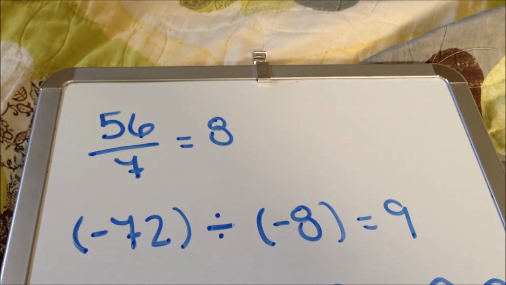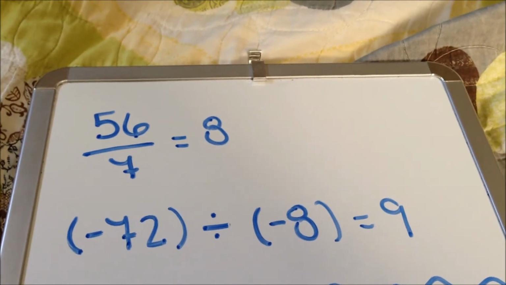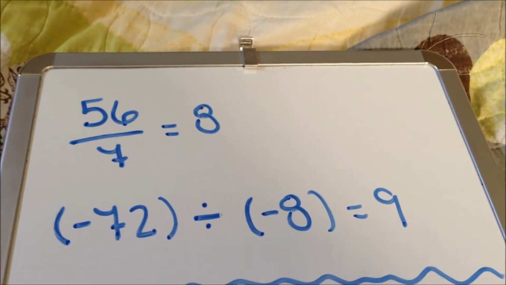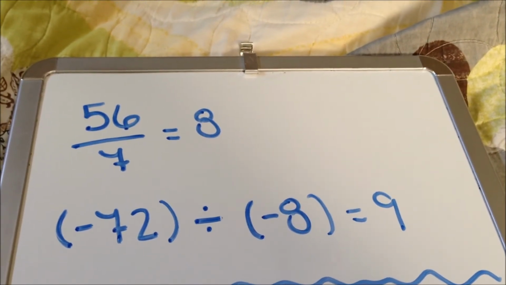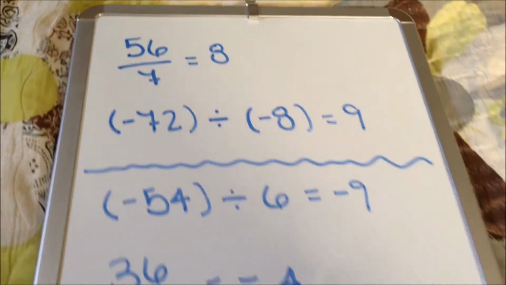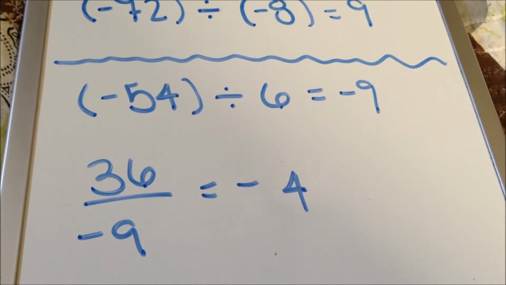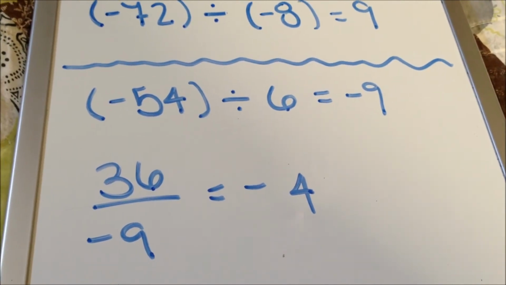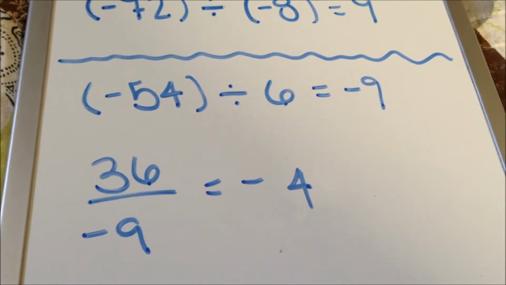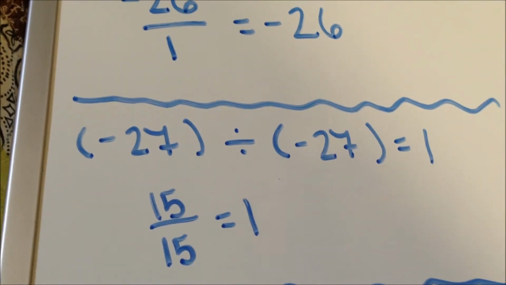Let's talk now about division. If you have two numbers that have the same sign and you divide them, your result will be positive. Just like multiplication, if you have two numbers that have the same sign, your result will be positive. For example, 56 divided by 7 equals 8, and negative 72 divided by negative 8 equals 9. Both answers are positive. But if you have two numbers being divided where one is positive and one is negative, your result's negative. For example, negative 54 divided by 6 equals negative 9, and 36 divided by negative 9 equals negative 4.